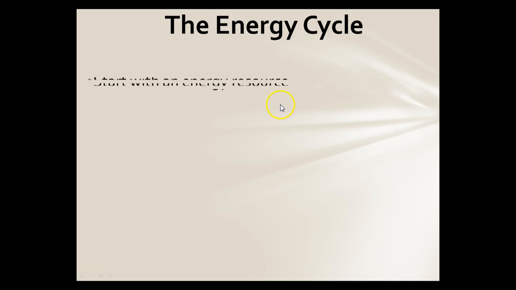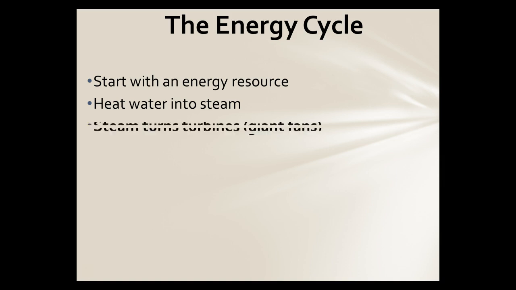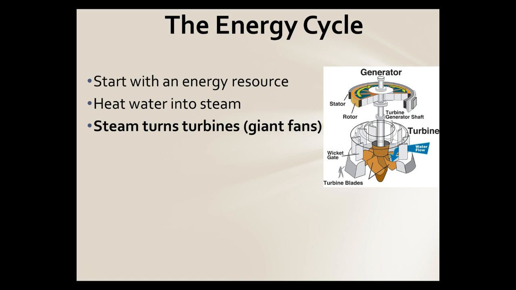So the energy cycle, and I want you to put this on the same page where you had your drawing. You start with an energy resource. A lot of times, not always, but a lot of times you're going to heat that water into steam. But here's the part where they all come together. All of that is going to turn a turbine. You have to essentially turn a giant fan, something that's going to rotate. As it rotates, it's going to signal that generator to create electricity.